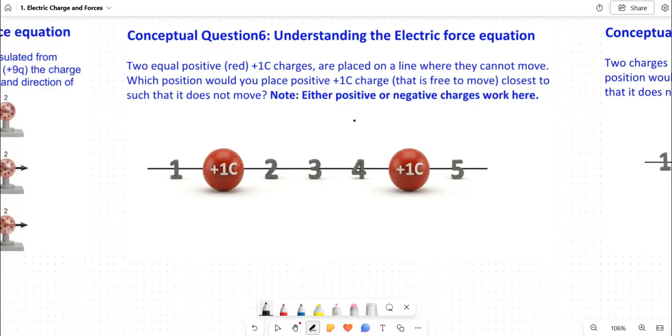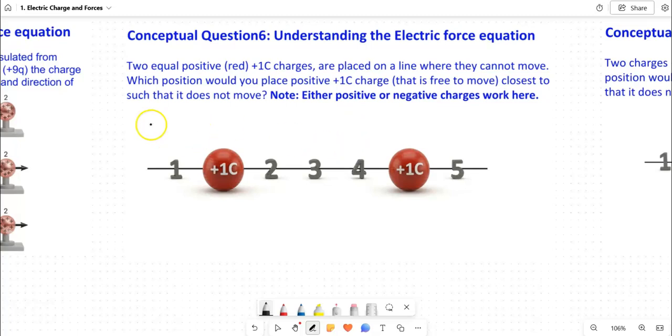Where will you put it closest to: 1, 2, 3, 4, or 5? So where will you put this third positive 1 Coulomb charge that is free to move on this number line, but won't be able to move because the other 2 charges are acting on it? Go ahead and try this out. Pause the video now.